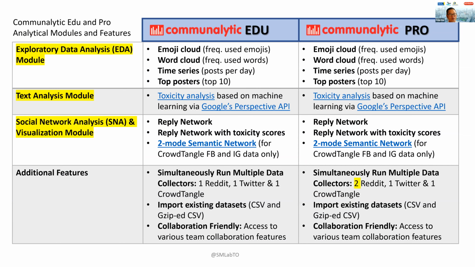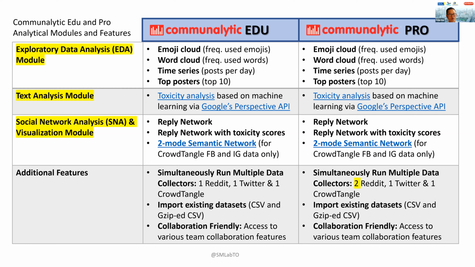Communalytic EDU and Pro come with the same analytical modules or features. There are 3 main analytical modules in Communalytic. The exploratory data analysis module gives you things like an emoji cloud, word cloud, time series, and top posters from your data set. Then there's the text analysis module, which does toxicity analysis based on a machine learning API from Google. And then there's the built-in network analysis and visualization module, which we're going to go over in more detail today.